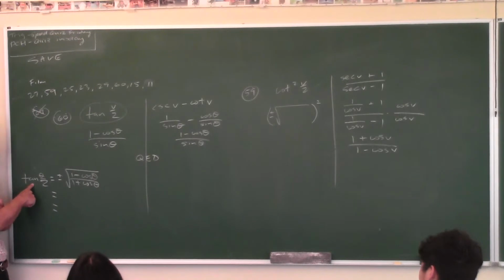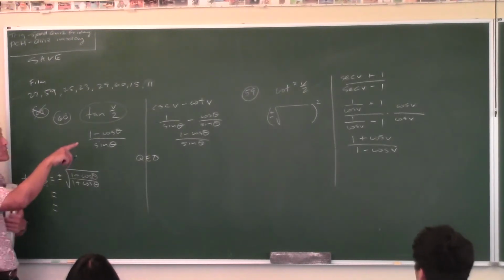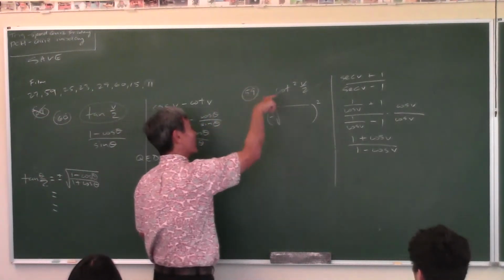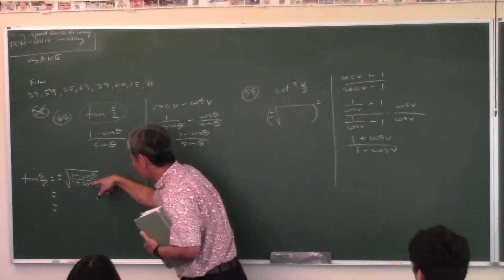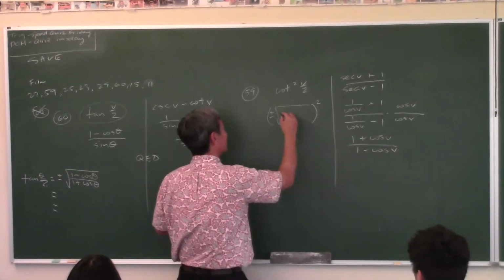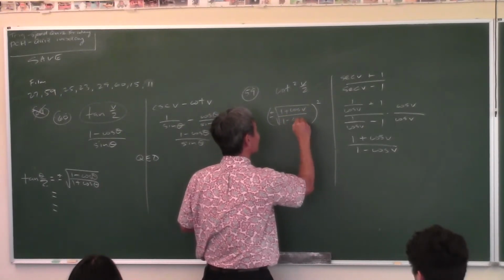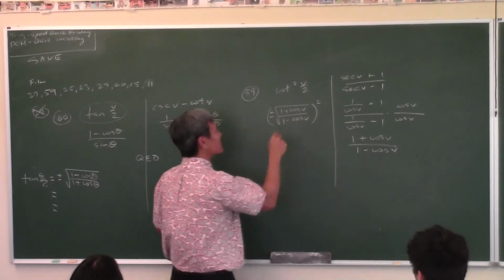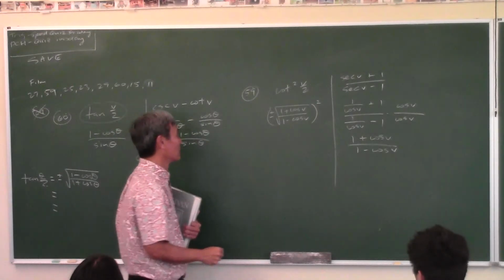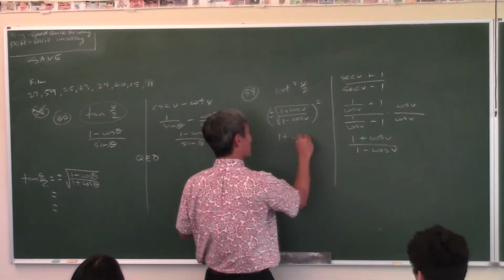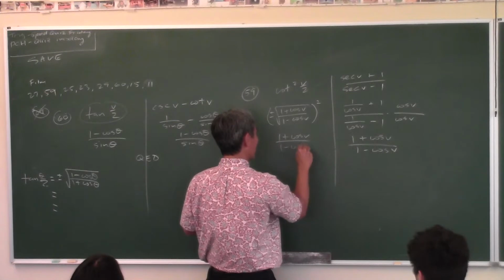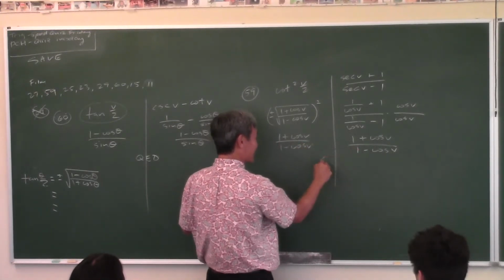Okay, so this is tangent theta over 2. So what is cotangent v over 2? Go be the reciprocal of that. Flip it over. Go. 1 plus cosine v all over 1 minus cosine v. And what happens when you square that radical? You're just gonna get 1 plus cosine v all over 1 minus cosine v. Finished!